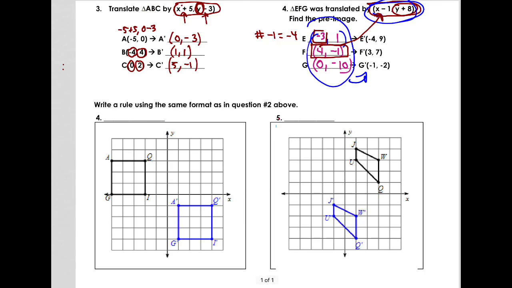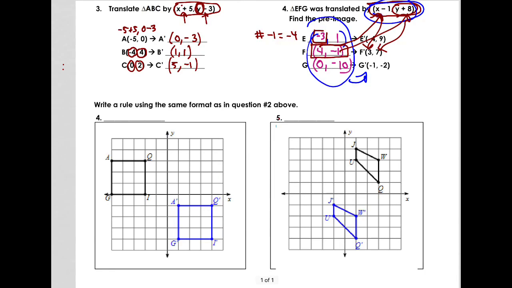So now I see that 4 minus 1. Well, yes, that does work. It does give me 3. Negative 1 plus 8. Well, yes, it does get me to 7. So going backwards does work if you're trying to find the pre-image, if you're basically doing a backwards problem.